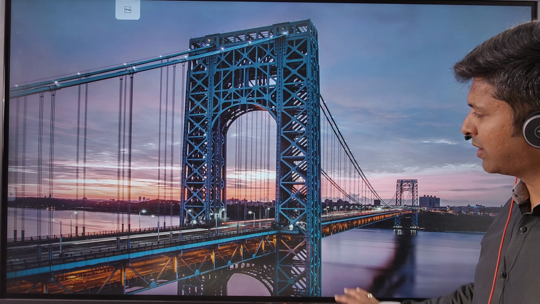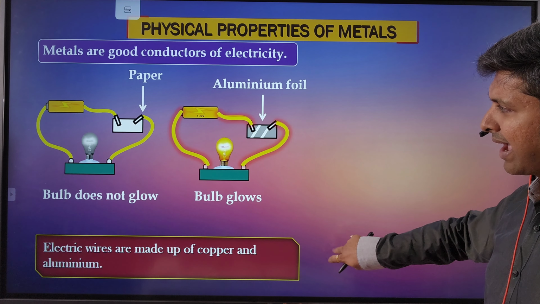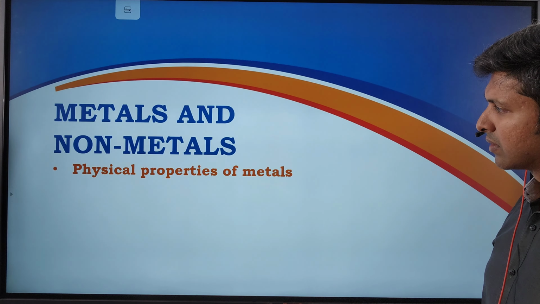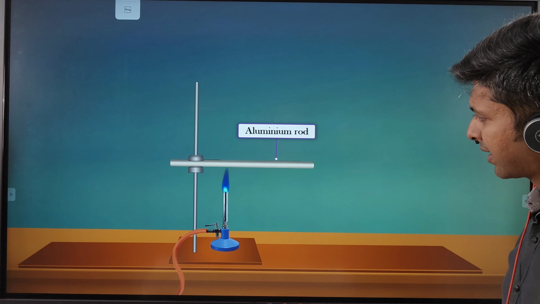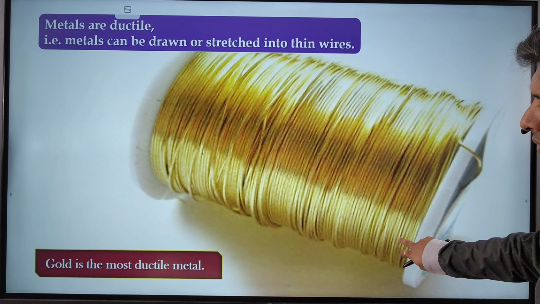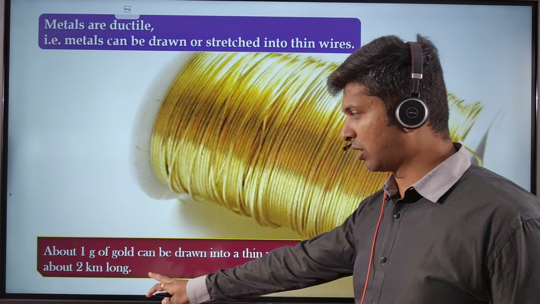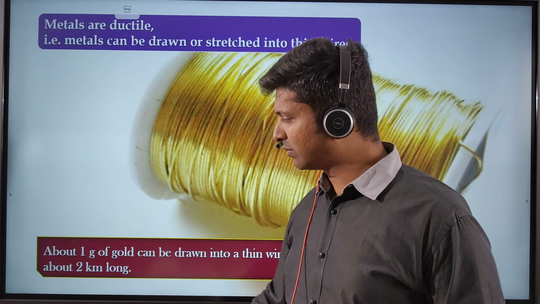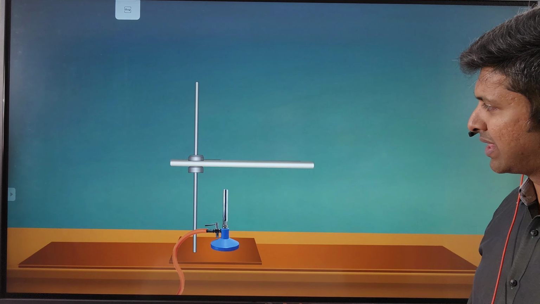Okay, gold is the most ductile element. A few grams of gold can be converted into, where did that slide go? We just missed out. Just a second. We can convert it into 2 to 3 kilometers, right? Just 1 gram of gold can be converted into a 2 kilometer long wire. So that is the ductility.